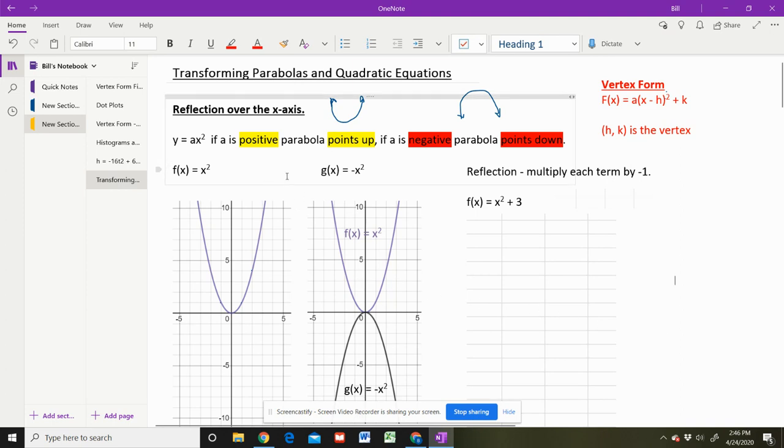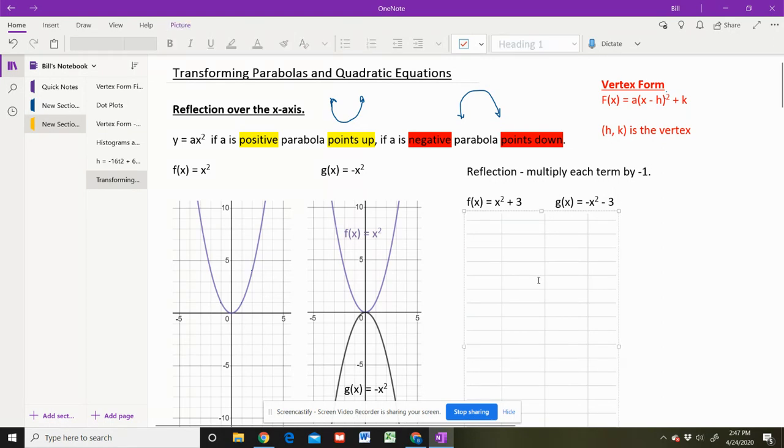So that's for that one. We multiply it by a negative in order to do a reflection over the x-axis. So for a reflection, multiply each term by negative 1. In this case, we've got two terms: f of x is equal to x squared plus 3. We want to multiply each term by negative 1. If we multiply x squared by negative 1, we get a negative x squared, and if we multiply positive 3 by negative 1, we get a negative 3. So our function should be negative x squared minus 3.